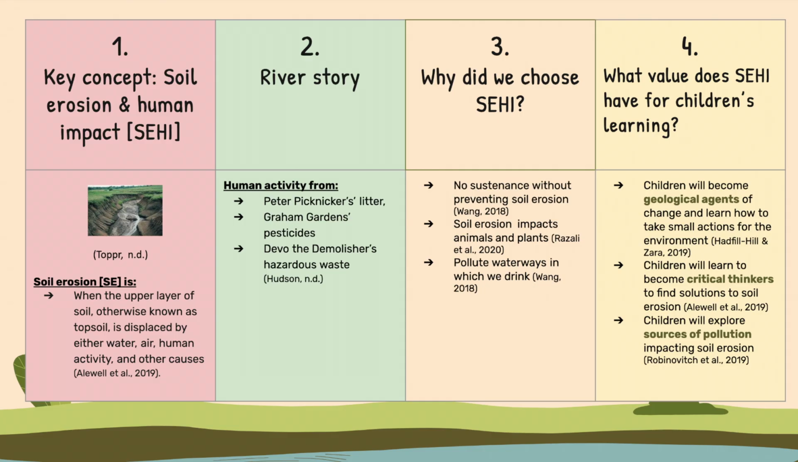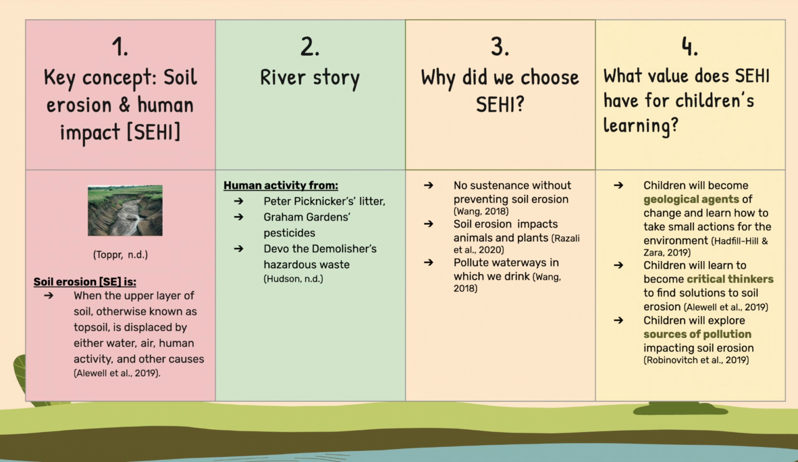Drumroll please, our key concept today is soil erosion focusing on human impact, or SEHI. Soil erosion is when the upper layer of soil, otherwise known as topsoil, is displaced by water, air, human activity and other causes. From the river story, soil erosion is formed when human activity, such as Peter Picnicker's litter, goes into the river and displaces the topsoil, which deteriorates the surface of the soil.